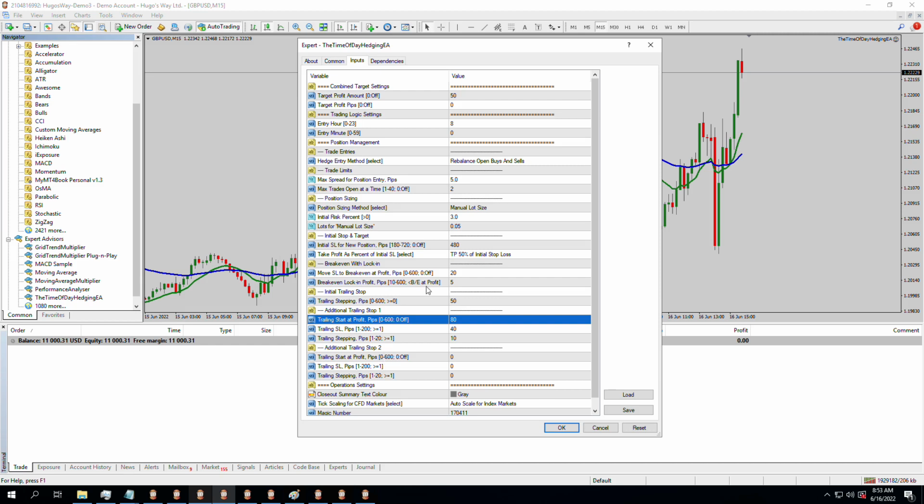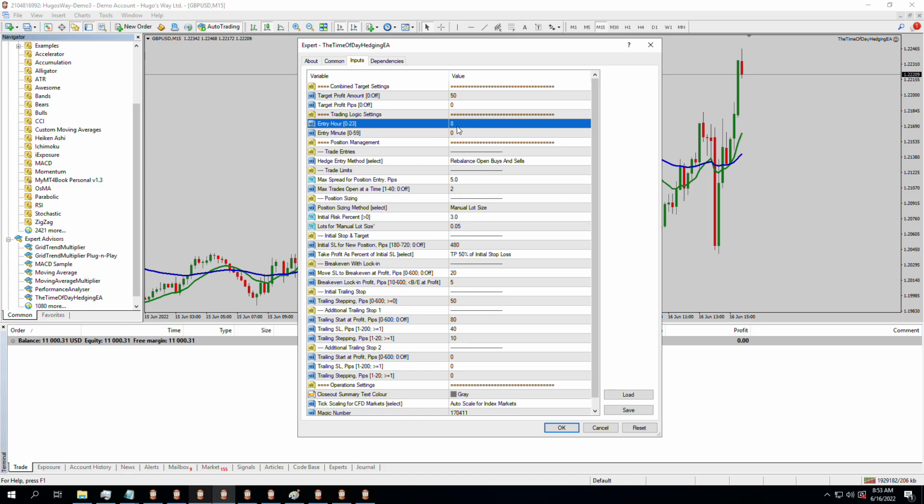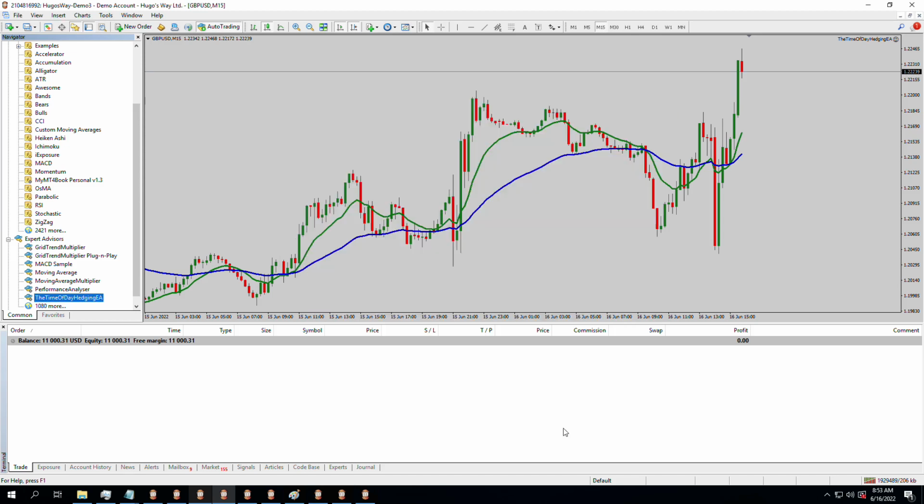Now, it says the entry hour, let's go back to this, anywhere from 0 to 23. This says 8 server time. So right now I said the server time is about 1500. So let's go ahead and launch this. It's not going to enter any trades. And then we'll come back here. We're going to go look at the specific time. We'll come back here and set a specific time, hour and minutes, so we can actually see this enter the trade. So let me hit OK.